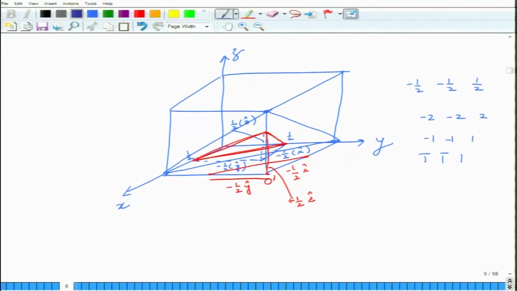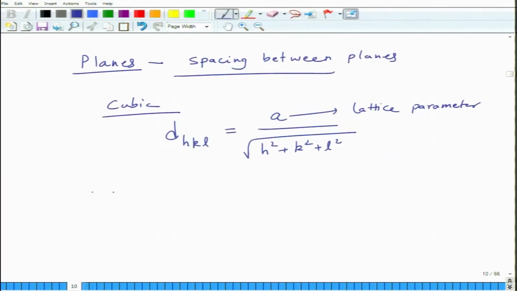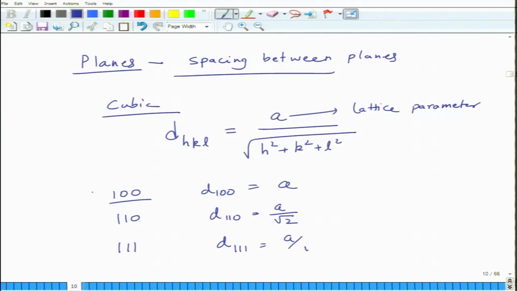So, what is the spacing between these planes? This is the 1 0 0 plane, and this is also a 0 1 0 plane, this is also a 0 1 0 plane. The spacing between these two is a. So, if you put that in, d 1 0 0 will be equal to a, d 1 1 0 will be equal to a divided by root 2, and d 1 1 1 will be equal to a divided by root 3.